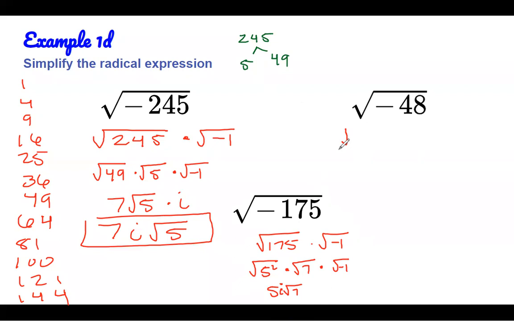Pedro, all right, Pedro. How do I do this one? Square root of negative 48. Okay, so negative 48 and square root of negative 1, and then 16 and 3. So we did square root of 16 times square root of 3 times square root of negative 1. Final is going to be 4i square root of 3. Square root of beautiful 3. Raise your hand if you agree.